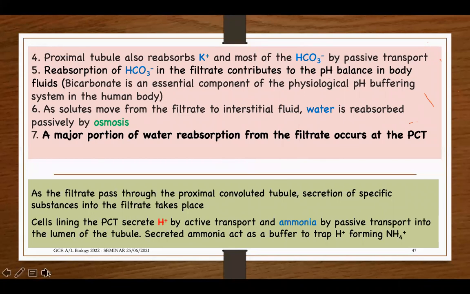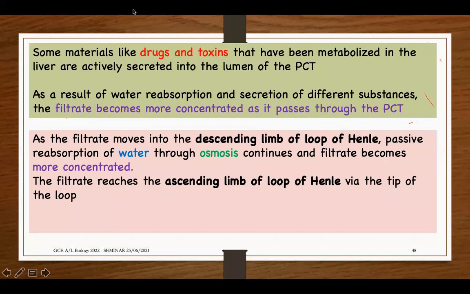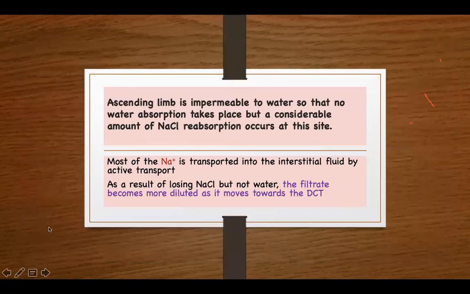Next slide. As I said, when it comes to the descending limb of the loop of Henle, it has become more concentrated. And when we were talking about the loop of Henle, I told you that the ascending limb is impermeable to water. The ascending limb doesn't let water be taken in or out. Therefore, here no water will be reabsorbed.